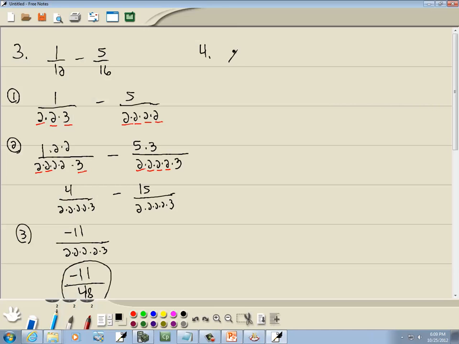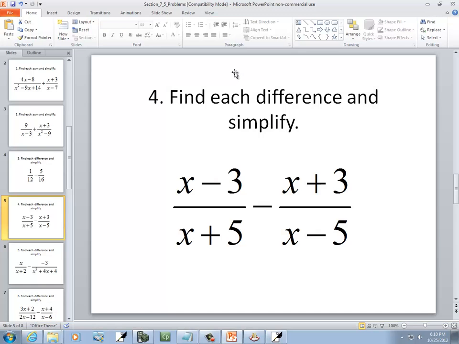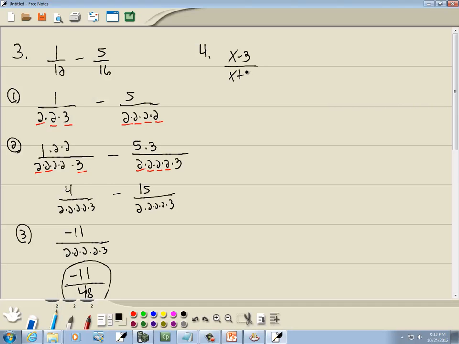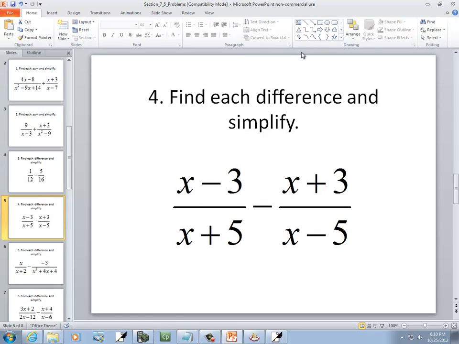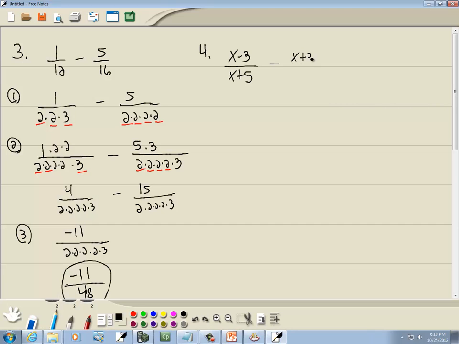Got (x minus 3) over (x plus 5) minus (x plus 3) over (x minus 5). Step 1. Factor all of your denominators. Well, these can't be factored. Step 2. Figure out your LCD and rewrite each fraction with that new denominator.